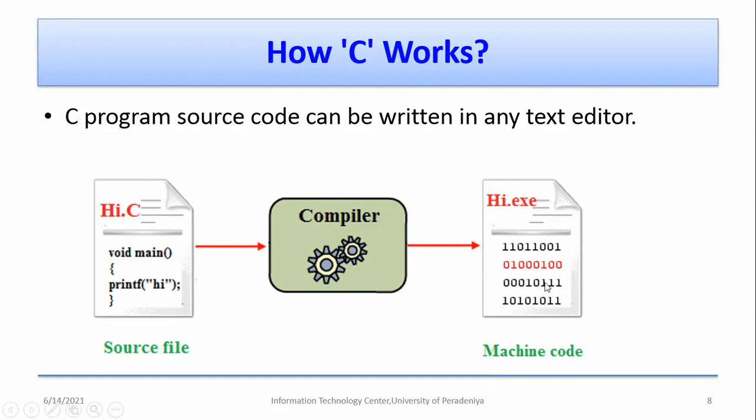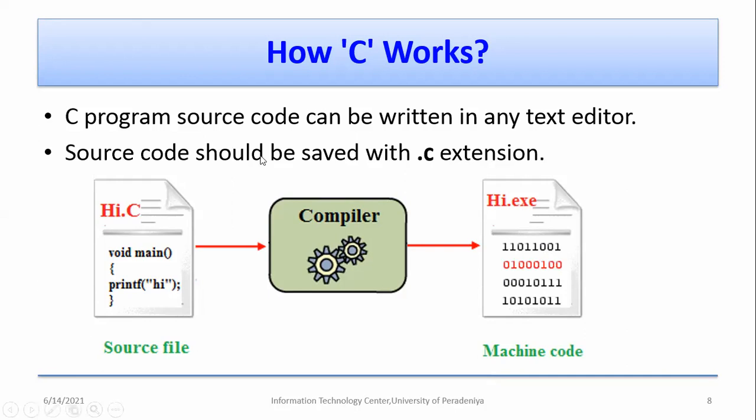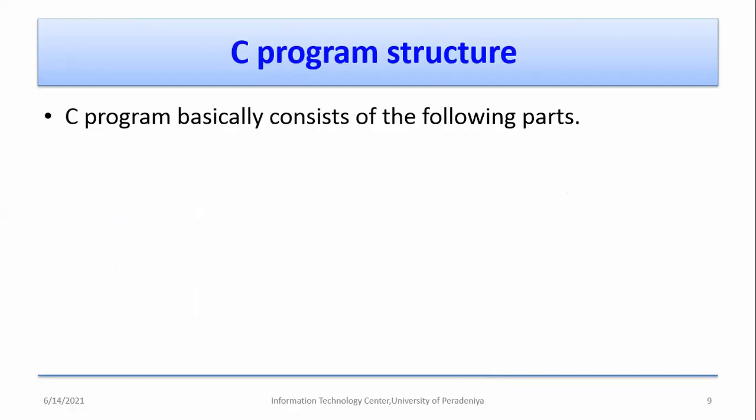You know what's meant by machine code, right? So machine code is a collection of binary numbers, right? So here, after compiling it, you will have a compiled code. Then we can execute that compiled code, right? Then the source code should be saved with the .c file extension. Okay, that's it. And then the C program basically consists of the following parts, right?